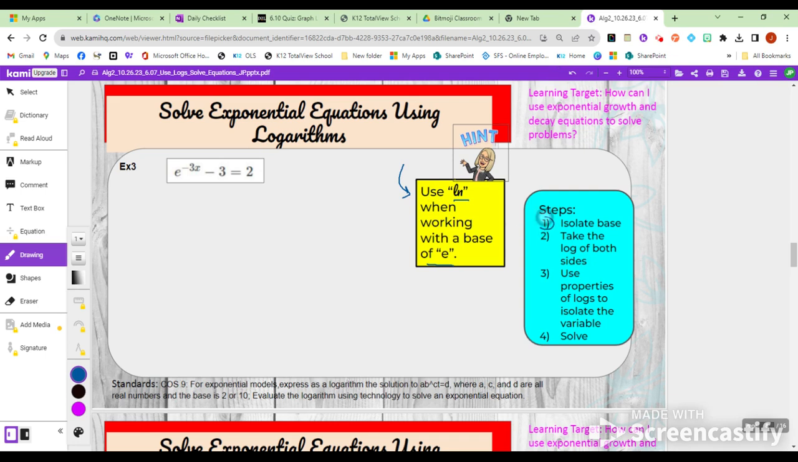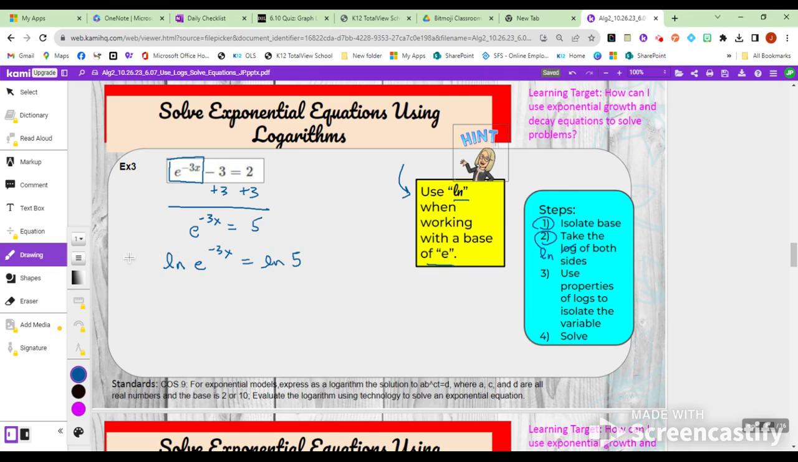So we're still going to isolate our base. So e is our base that's raised to the -3x exponent. So we're going to do that by adding 3 to both sides. That's going to leave me with e to the -3x is equal to 2 plus 3, which is 5. We're going to take the log of both sides. Since this is a base e, it is best practice to use the ln of both sides. So we're going to take ln of the left and ln of the right. And we're using logs because we can't solve this problem without the logs.